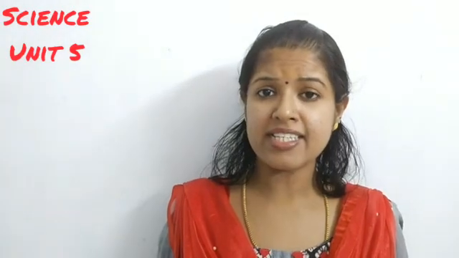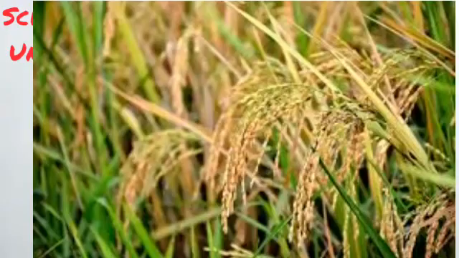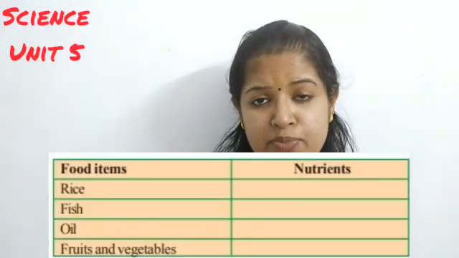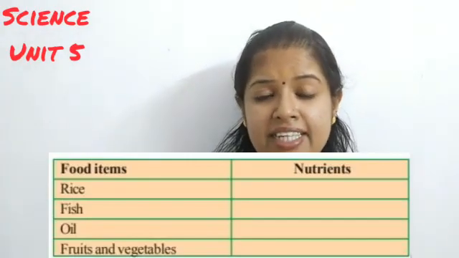But not all the nutrients are present in almost all the food items. Okay, look at this picture, children. From your textbook there is an activity. Identify this food and tell me which nutrient is present in it. Can you identify, children? Yes, the first one is rice. Right, it is a picture of rice. There is a table also in your textbook, so you can write the answer in the table.